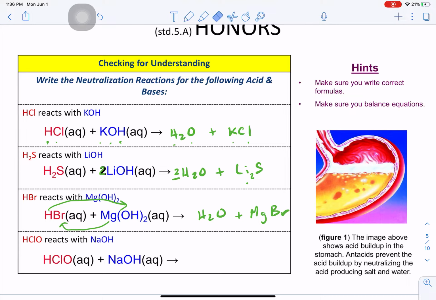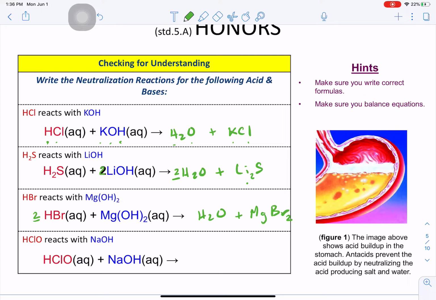So the charge of Mg is 2 plus, and the charge of Br is 1 minus. So what do we got to do? We got to put a 2 here. Got to put a 2 there. And we're good to go. Now we got to balance it. All right, we got 2 Brs on the right. We need 2 Brs on the left.